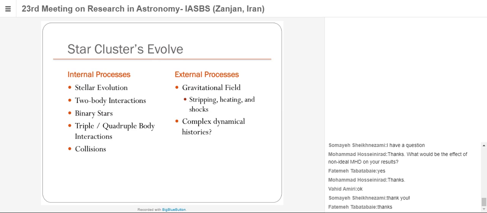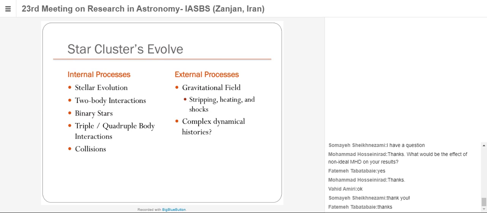Now, they don't just sit there and hang out for the next 12 billion years or so. They have a very complex evolution, a long list of internal processes. You have individual stars undergoing evolution, two-body interactions between stars, binaries, triples, quadruple body interactions, and they're even dense enough to have collisions.